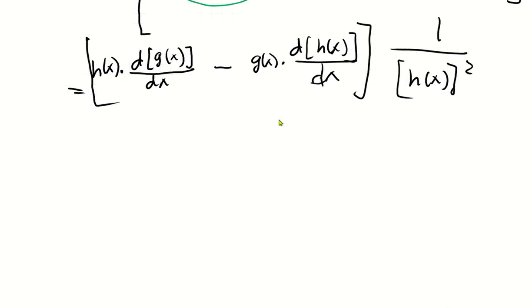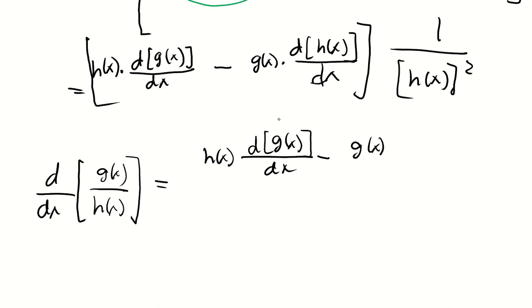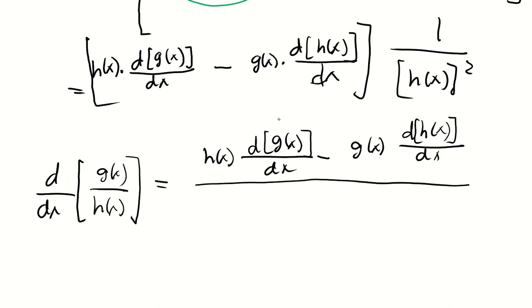To simplify this one, the derivative with respect to x of the quotient of two functions, g of x over h of x, is equal to h of x times the derivative of g, then minus g times the derivative of h, all over the square of h. And this will be our quotient rule.